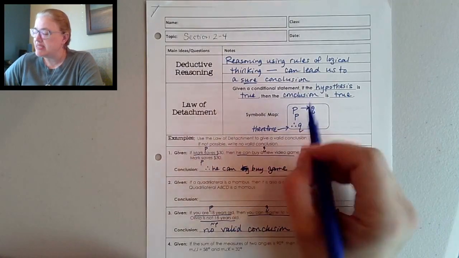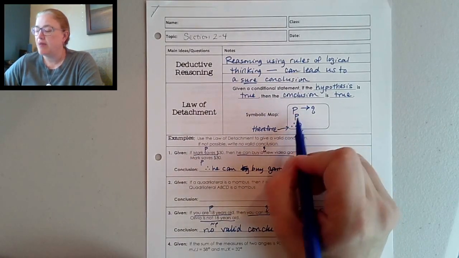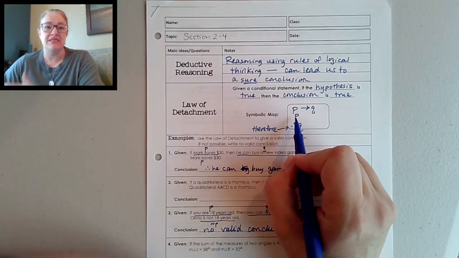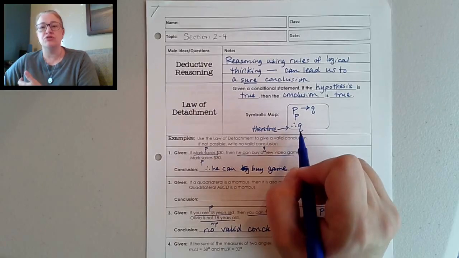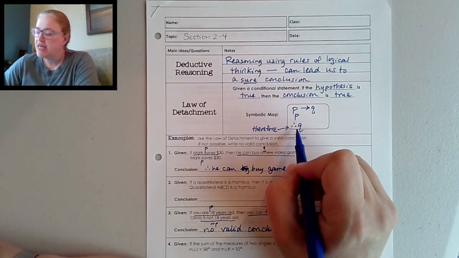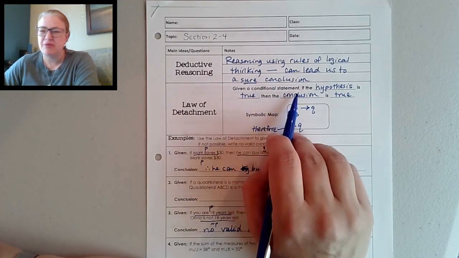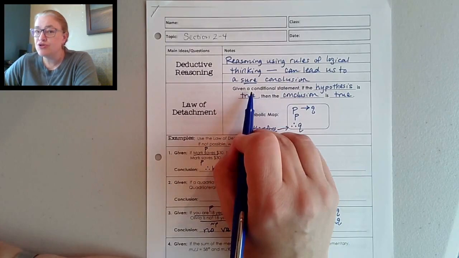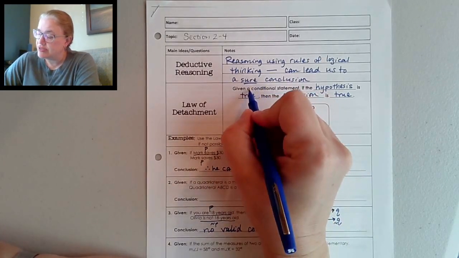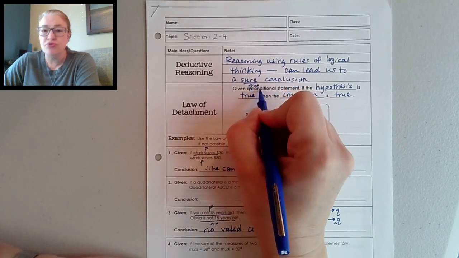The law of detachment says that if we have a true conditional statement and then the hypothesis is given to us about some specific case, then we can conclude that the conclusion must be true about that specific case. There's a word that needs to be in this definition that's missing, and we need to put it in. It says, given a true conditional statement. Given a true conditional statement.